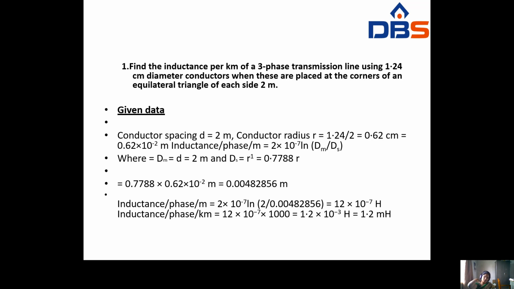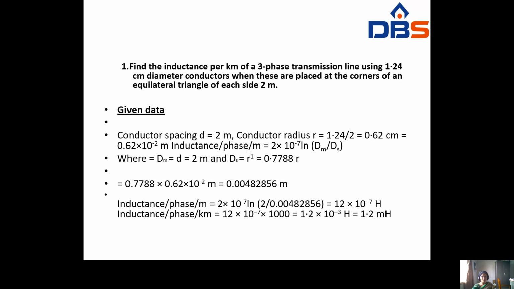In previous derivations we learned that for three-phase transmission lines the mutual GMD is equal to the distance D, which is 2 meters, and Ds is nothing but r dash. What is the formula for r dash? It is 0.7788 r. In the place of r, here you have to write 0.62 into 10 to the power of minus 2 meters.